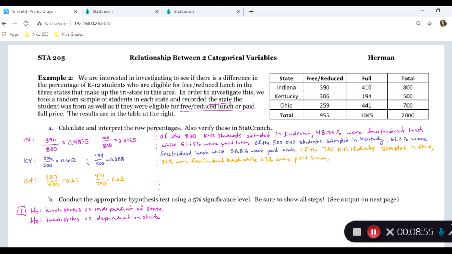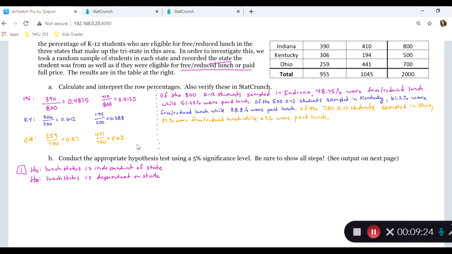Now, looking at these row percentages that we just calculated, what the alternative is really saying, with them being dependent on the state, is that these percentages are very different from each other. That's what it would mean that lunch status is dependent on the state. If lunch status is independent of the state, that would mean it didn't really matter where you lived, you had about the same chances of being free or reduced lunch. So that's sort of the idea of what the hypotheses are testing.